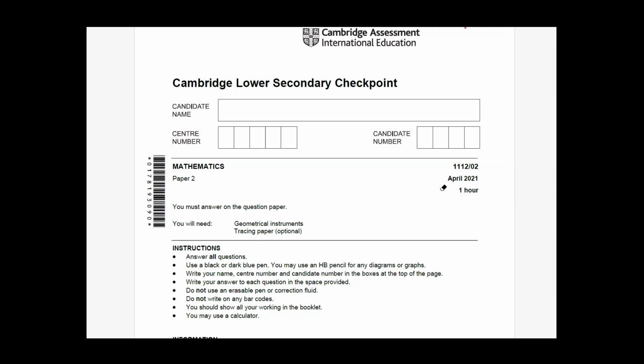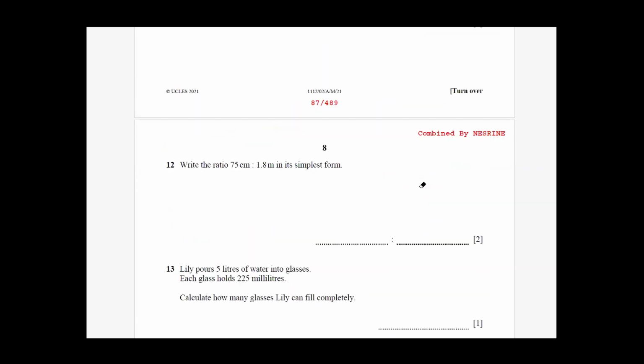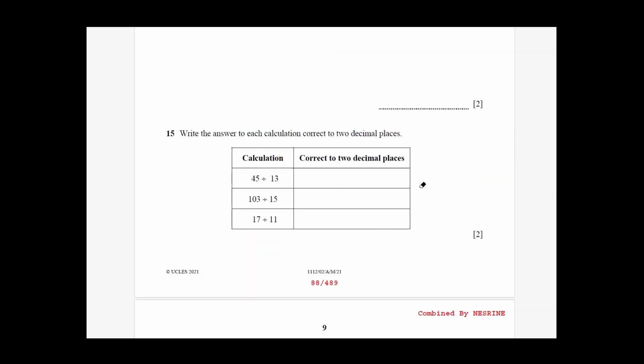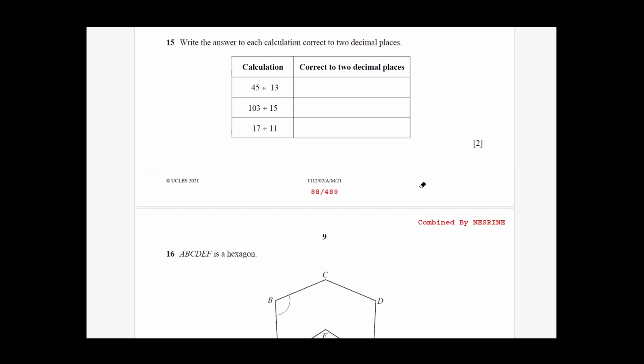In this video, now we are going to start solving questions number 15 onwards of this Cambridge Secondary Checkpoint, April 2021, paper 2. Question number 15 says, write the answer to each calculation correct to two decimal places.